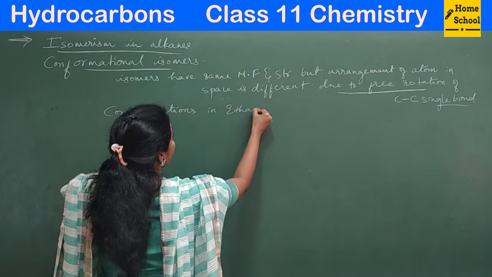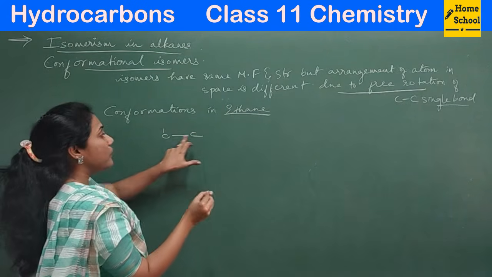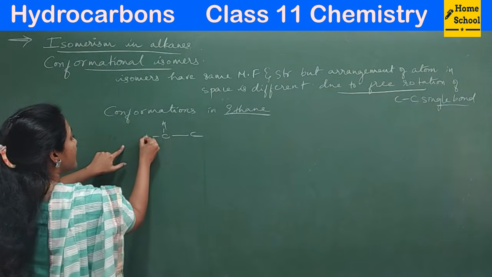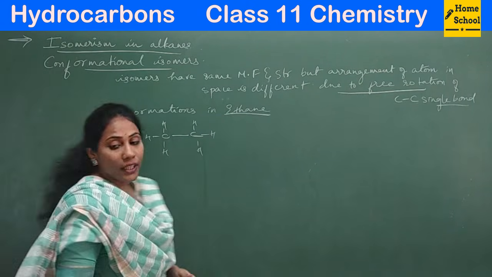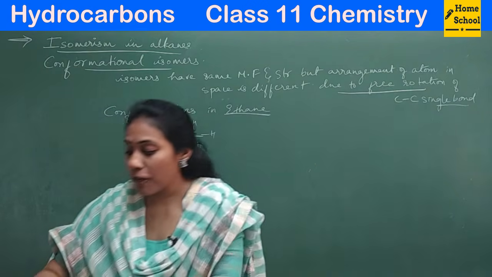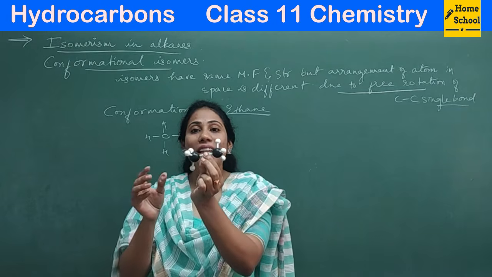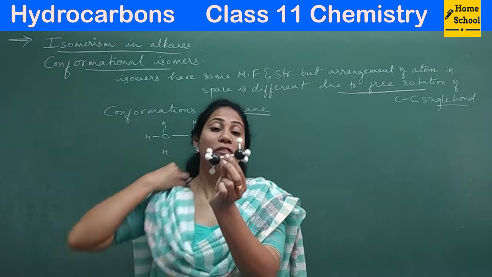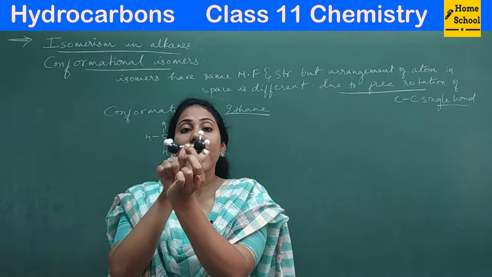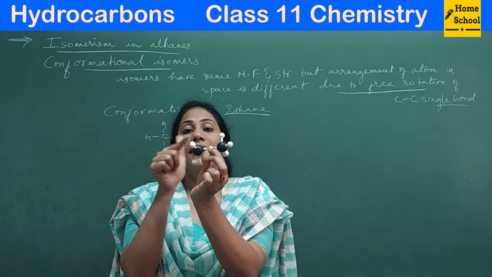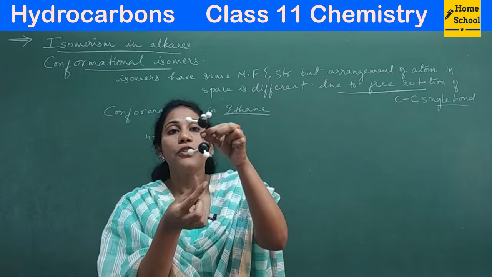Ethane is a very simple alkane. How do you write ethane? 2 carbons with a single bond between them. This carbon has 3 hydrogens and this carbon also has 3 hydrogens. I'll show ethane with the help of a ball and stick model, guys, to understand conformational isomerism in a better way. The black balls are carbon atoms. This carbon has 3 hydrogens, and this carbon also has 3 hydrogens. So this is your ethane.